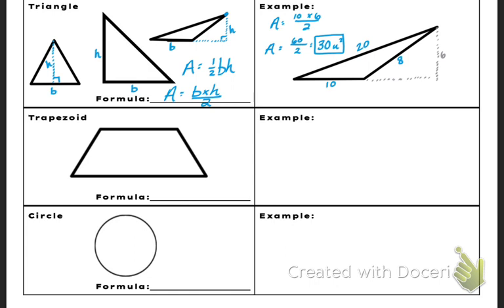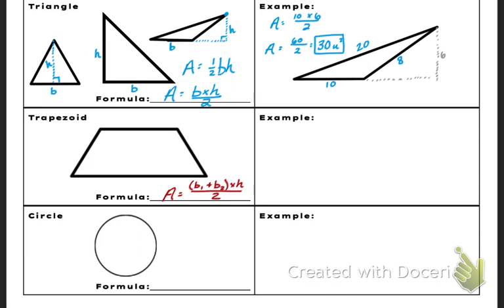All right, trapezoid. This is maybe the trickiest of our formulas, so make sure that we pay attention and get this down correctly. Okay, the area formula for a trapezoid: we take base 1 plus base 2 in parentheses, times the height, and divide by 2.